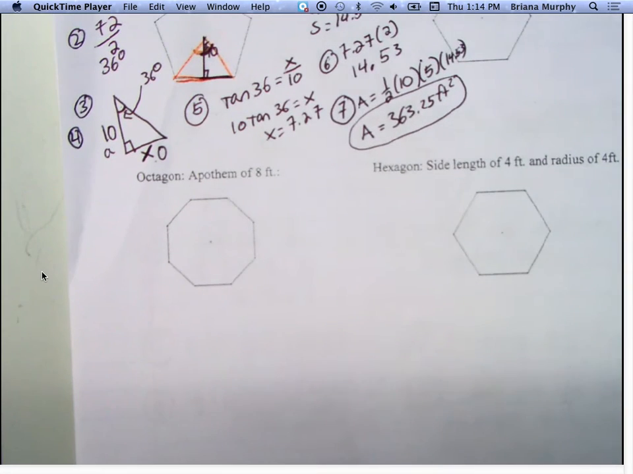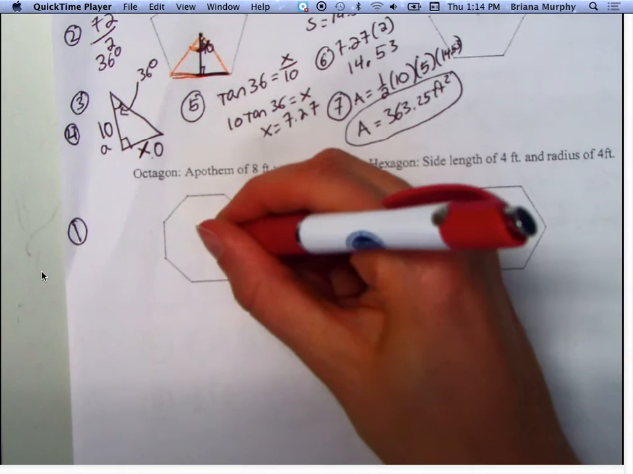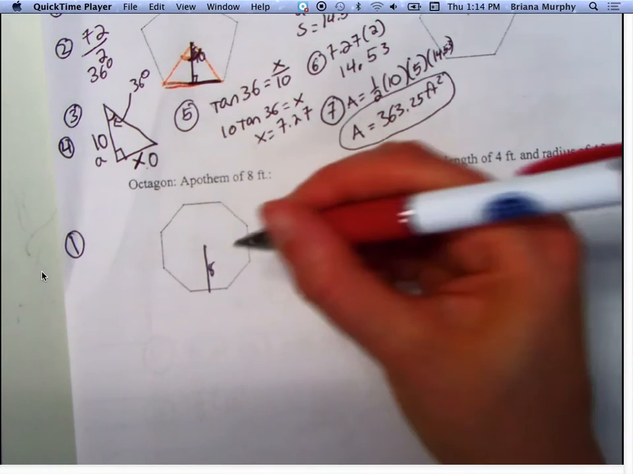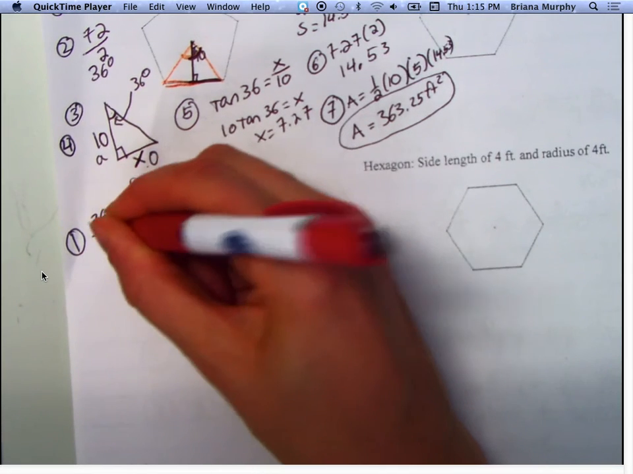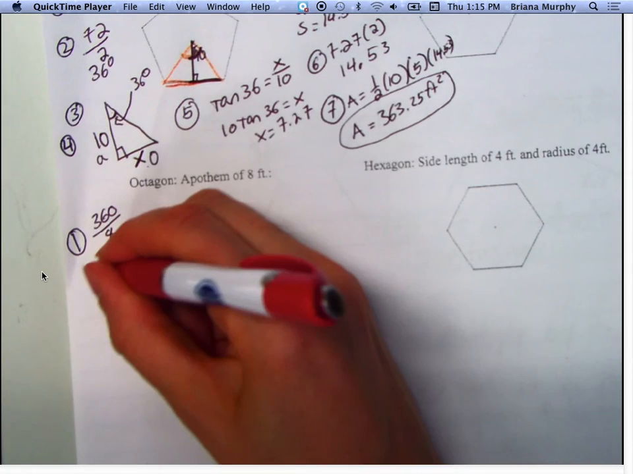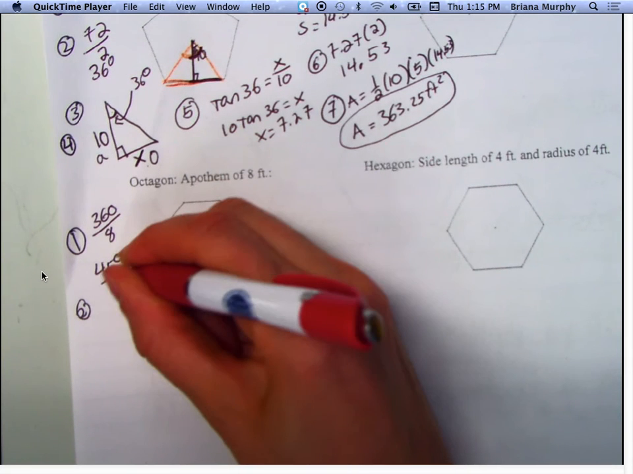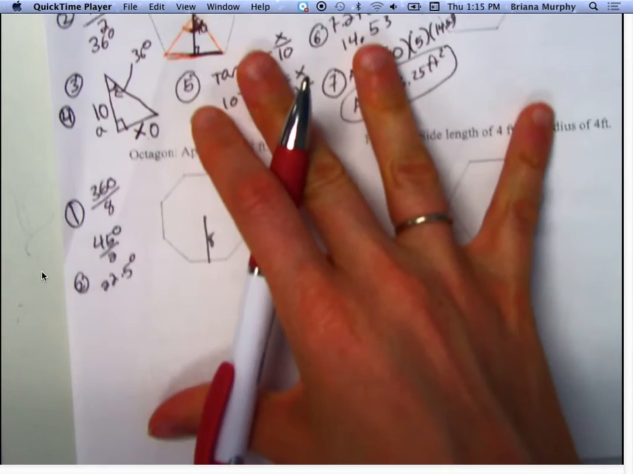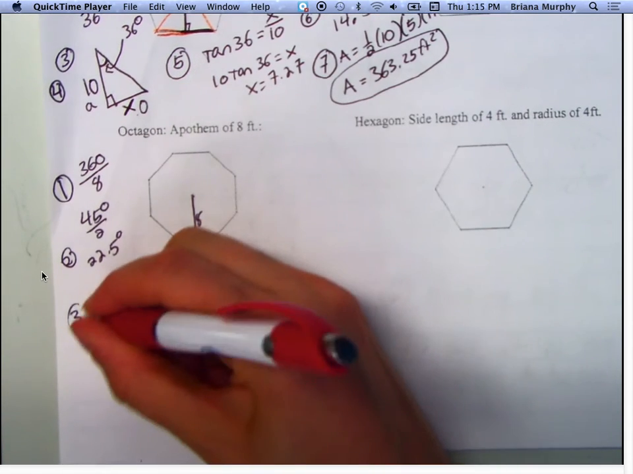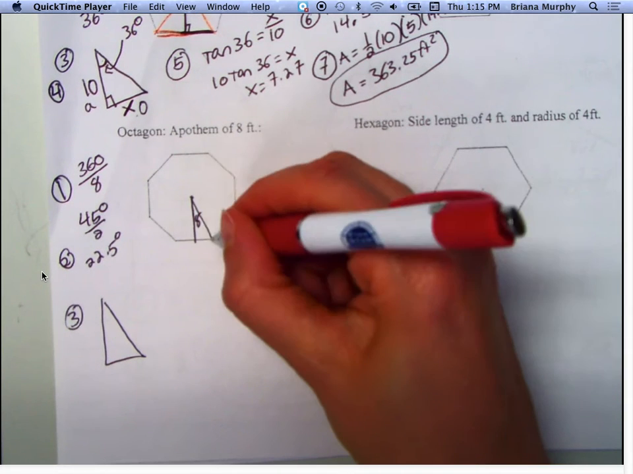So first of all, remember, the apothem is right here at 8. Step 1 is we're going to go 360 divided by 8. That gives us 45 degrees. Step 2, we're going to take 45 degrees divided by 2, giving 22.5 degrees. Stop talking, guys. Step 3, draw your triangle.